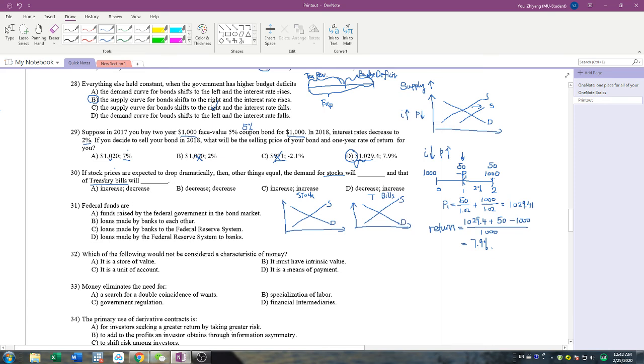So we know the stock prices are expected to drop dramatically in the future. That means the return of stock is going to decrease, right? So if I have a share of stock right now, I expect to lose some money in the future. So I'm going to respond before the price really drops, right? So I'm going to reduce the demand for stock and put the money into treasury bills. The demand for treasury bills is going to increase. So demand for stock will decrease and the demand for treasury bills is going to increase.